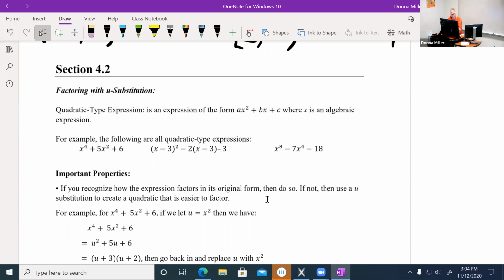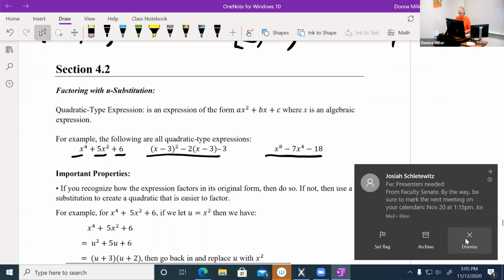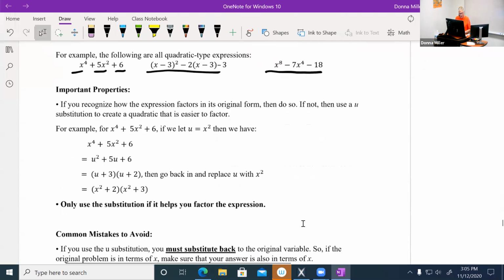If you look at these examples, these are all quadratic-type expressions. They have 3 terms, and all 3 of these can be factored. We won't necessarily talk about all of them, but it's a possibility. The cue there is that I see 3 terms. So we're going to talk about how to do that.